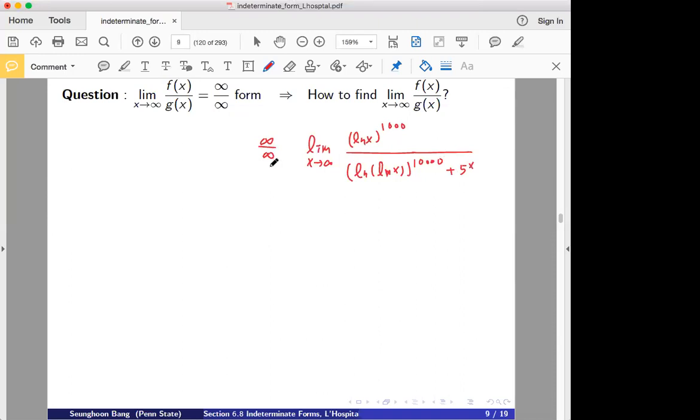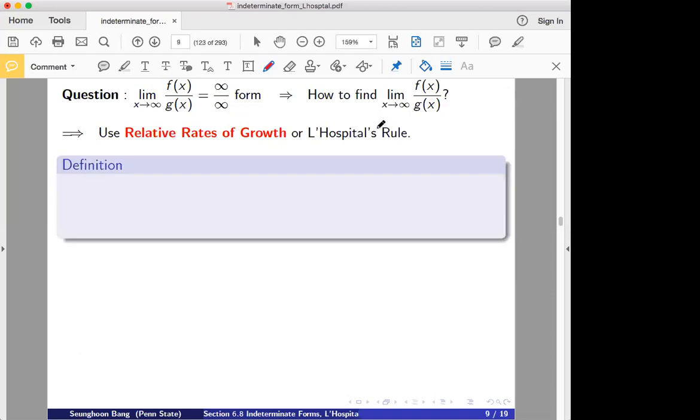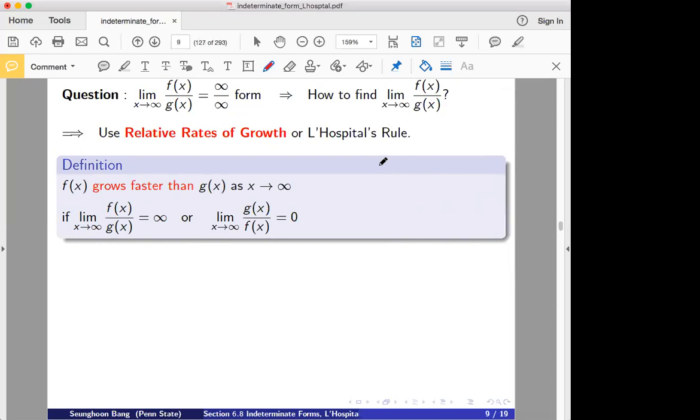I want to use another method that we call relative growth rate, instead of L'Hopital's rule, which can sometimes take a long time. Definition: f of x grows faster than g of x if, as x approaches infinity, the limit of f of x over g of x equals infinity, or the limit of g of x over f of x equals 0. This makes sense.